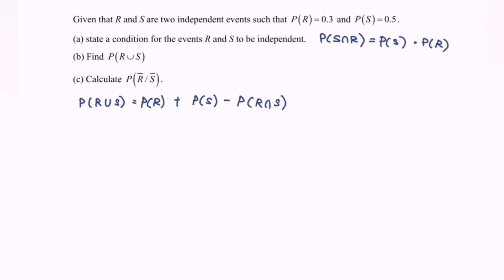Kindly substitute the values, where we have the probability for R equals 0.3 plus the probability for S, which is 0.5, minus, here we have two independent events R and S, so the probability for R will be equal to 0.3 multiplied by the probability for S, which is 0.5. Then we have 0.8 minus 0.15. So the probability for R union S is equal to 0.65.